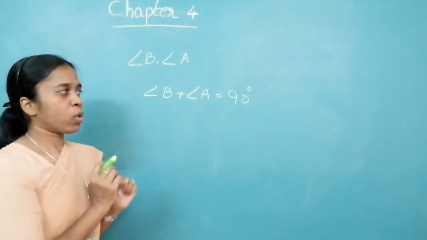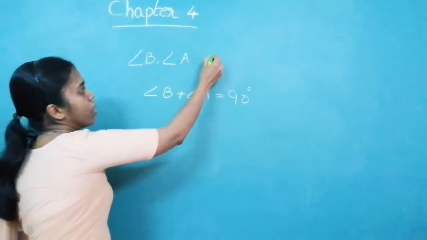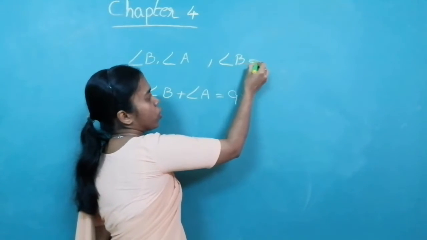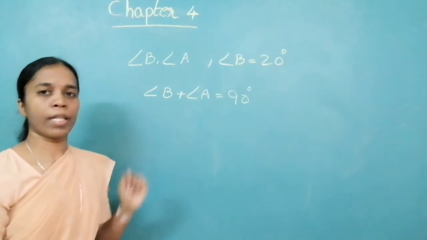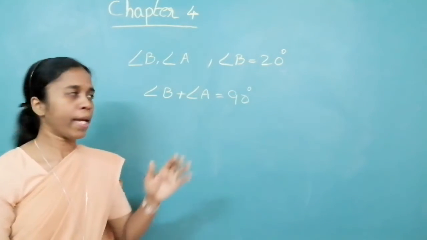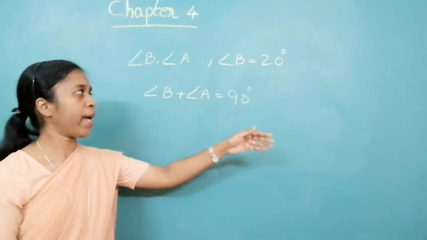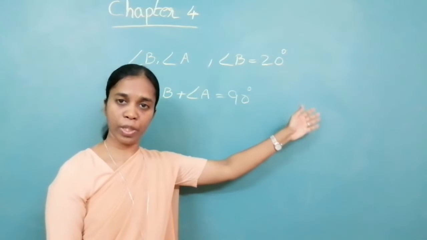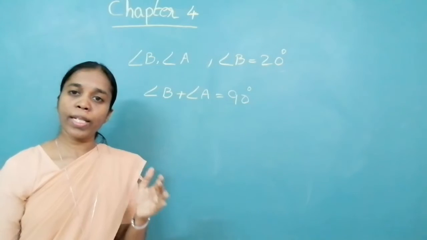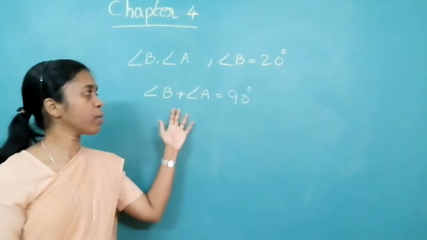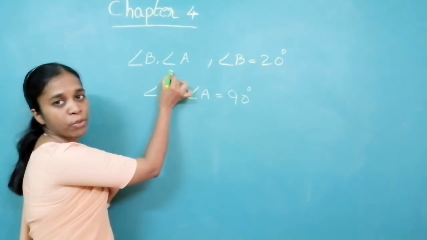Okay. Suppose you are told that angle B is equal to 20 degree. How much is angle A? I repeat the question. Angle A and angle B are complementary angles and angle B is given to you as 20 degree. How much is angle A? The moment you are told that they are complementary angles, you know that their sum is equal to 90 degree. You are not given the measure of angle A.